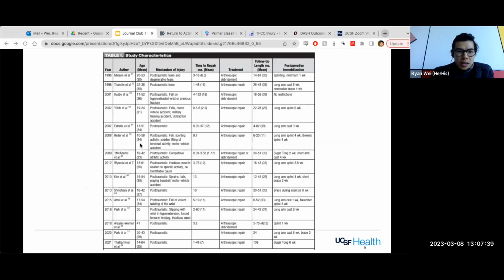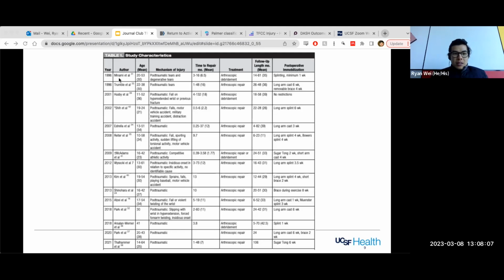And then here's looking at some of the results. The reason I brought this one up was so we could see how the post-op immobilization went, which is one thing that the article and the authors talk about not being standardized throughout. And then also we can look at the mechanisms of injury here, where we can see which ones were the post-traumatic tears and degeneratives, as well as the age. One other interesting thing was time to repair, and it's quite varied.